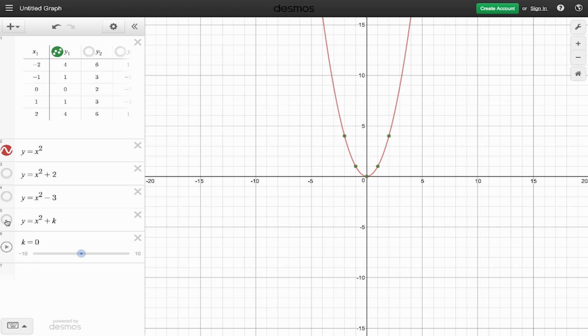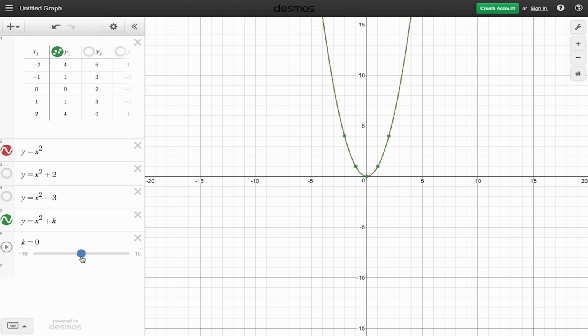Notice that when k is 0, it's exactly the function x squared. What happens when I make k positive? As I make k positive, you notice that this graph is moving upwards. When k is about 5, the graph has moved up by 5 units, and as I keep increasing k, the graph just keeps moving up. Again, the size and the shape of the graph are not changing. All that's happening is it's moving up. And if I come back to 0, the graph is back here.